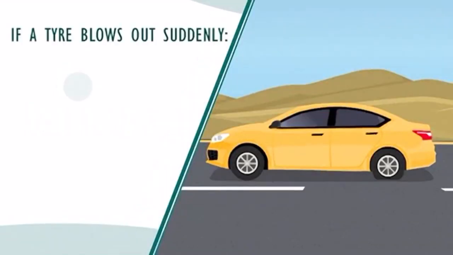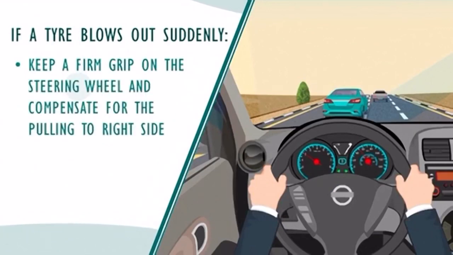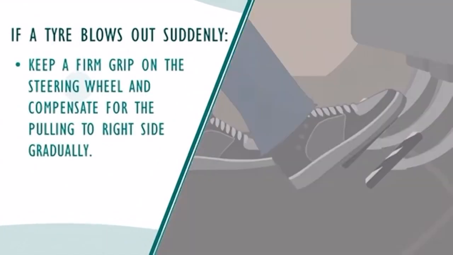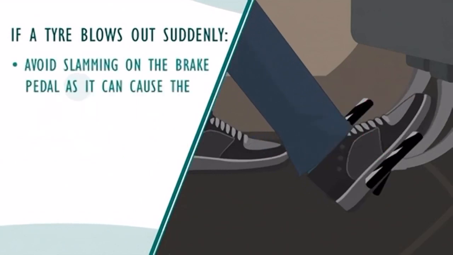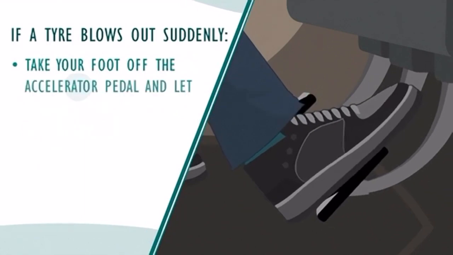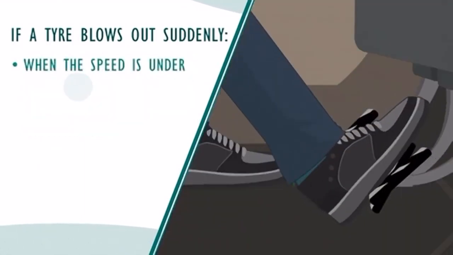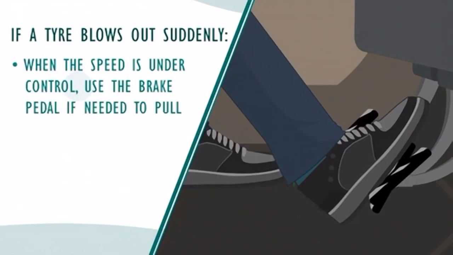If a tire blows out suddenly, keep a firm grip on the steering wheel and compensate for the pulling to the right side gradually. Avoid slamming on the brake pedal, as it can cause the vehicle to skid and lose control. Take your foot off the accelerator pedal and let the vehicle slow down automatically. When the speed is under control, use the brake pedal if needed to pull the vehicle off the road.